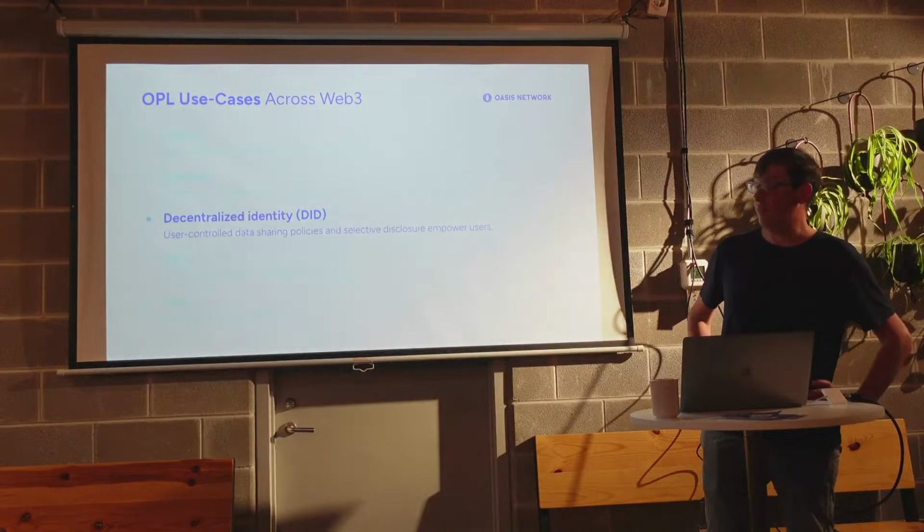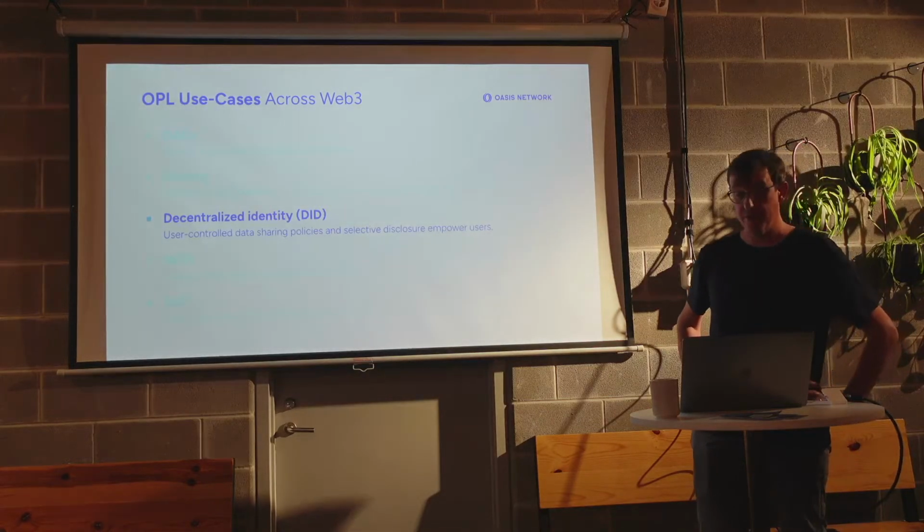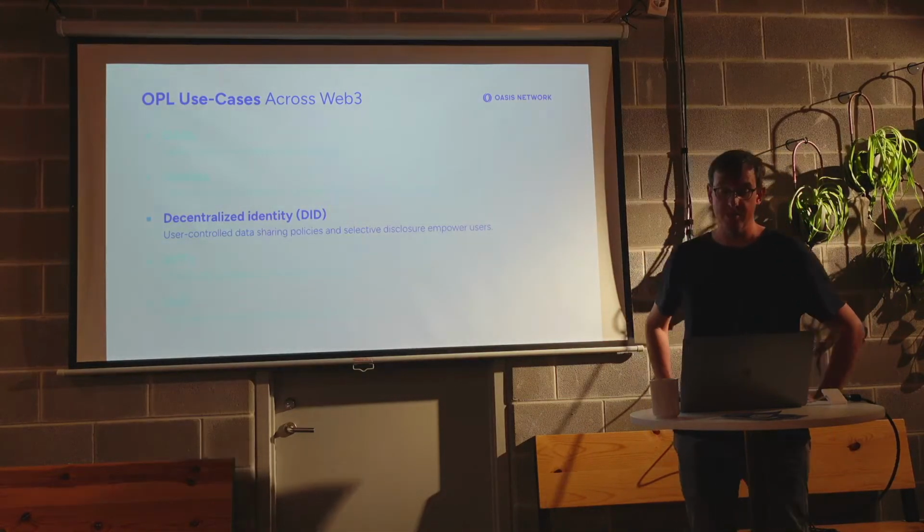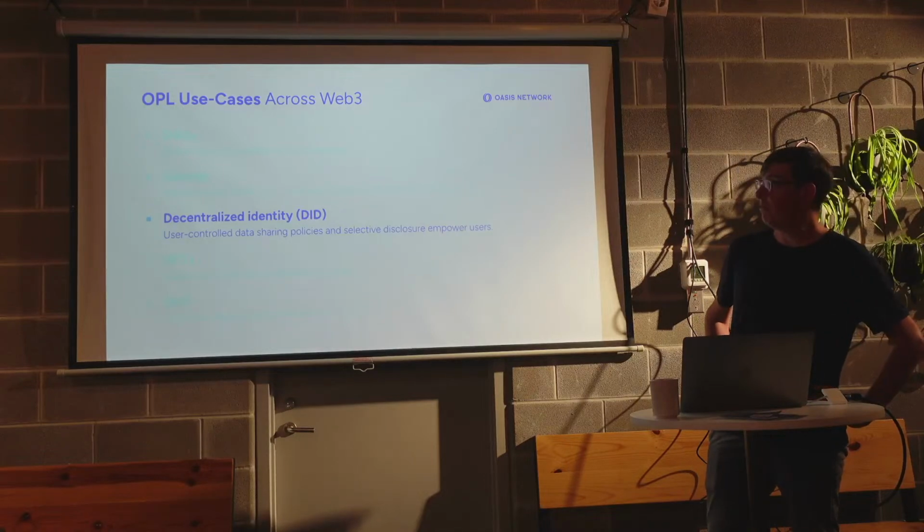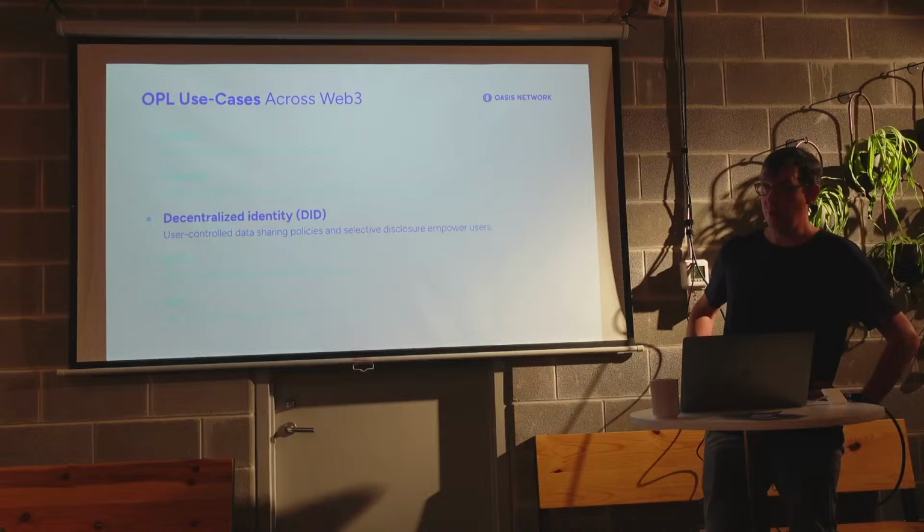For example, maybe your age, the country you live in, information about your creditworthiness. And with OPL, we can actually bring all this information on-chain and maintain it confidentially, and users can choose which bits of information to disclose to which applications. And so this really gives us the best of both worlds there.